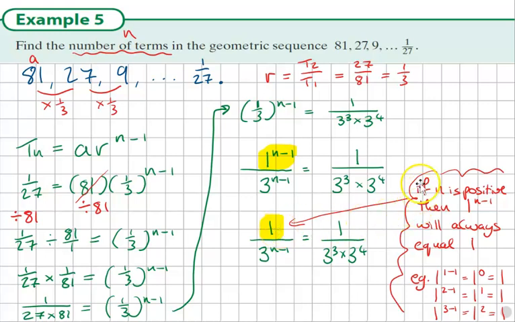And the reason for this is, if n is positive, then 1 to the power of n minus 1 will always be equal to 1. And n has to be positive because n is a number of terms, it's an amount of terms. So some examples here: 1 to the power of 1 minus 1 gives us 1 to the power of 0, which is 1. 1 to the power of 2 minus 1 gives us 1 to the power of 1, which again is 1. 1 to the power of 3 minus 1 gives us 1 to the power of 2, which again is 1, and so on. So you could substitute any value for n, so long as it's positive, and you will always end up getting 1 as your answer. So that's why that just gets replaced with 1.